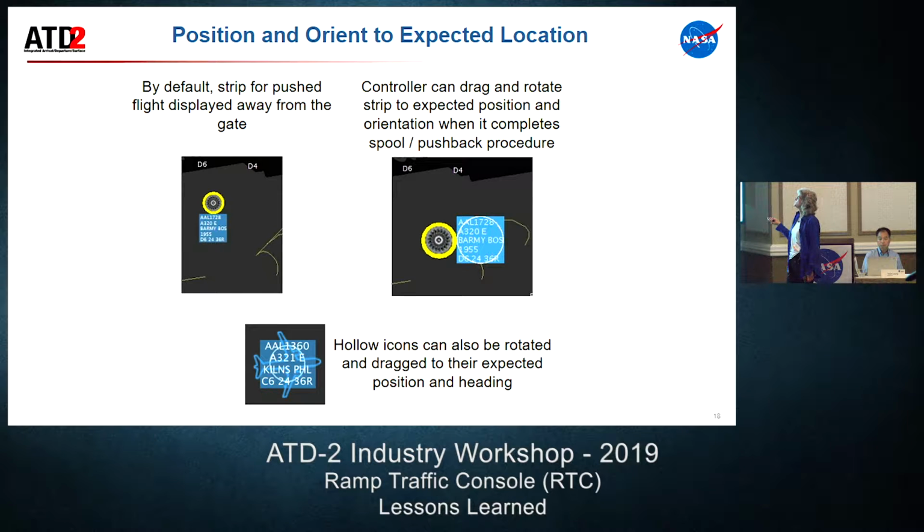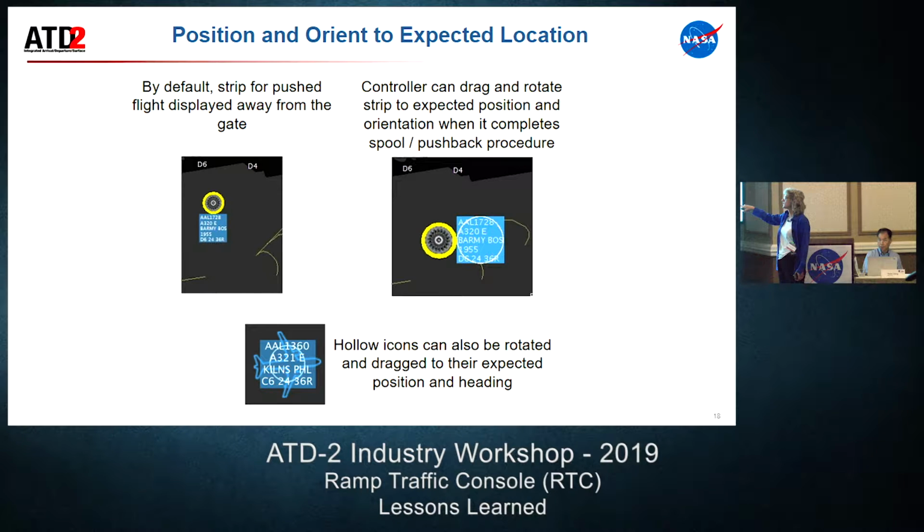A particular feature that the controllers needed was being able to position the flight to orient them to where the flight would be. By default, on the left there, the engine icon, when you push a flight back from the gate, the strip just displays a little bit distant from the gate. But the controllers would like to position the tag where the flight would be when it actually completes its pushback maneuver, and they would orient the engine icon to be the nose of the flight to show them where the flight would be when it was done.